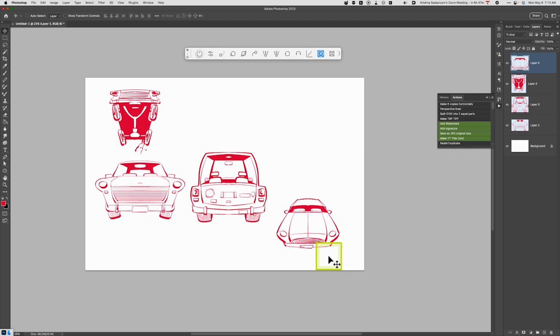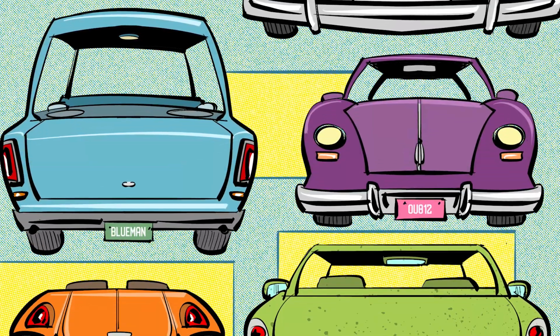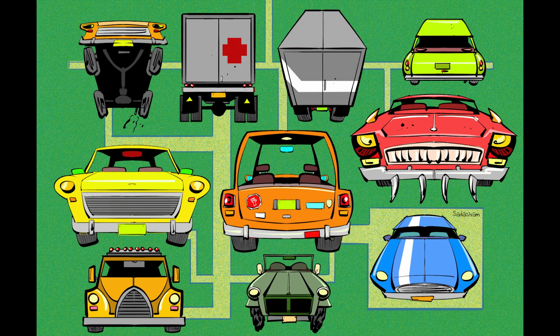So I hope you found that tip to be very useful. Symmetry tool is pretty powerful. You can not only use it to draw views that are straight on, but you can also use it to draw views looking up and looking down at a vehicle. So try that out. Let me know what you think.